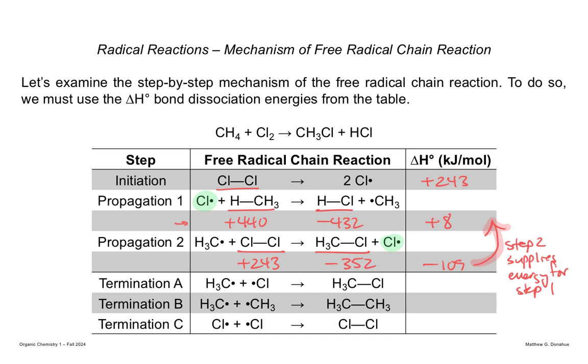So chlorine's nice. If we take 109 and divide by 8, so you get 13.6, so approximately 14. Step 2 is providing approximately 14 times the amount of energy needed for step 1.